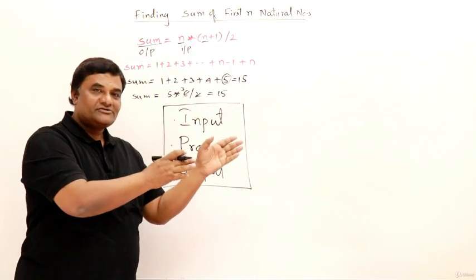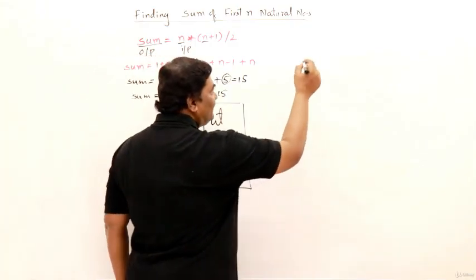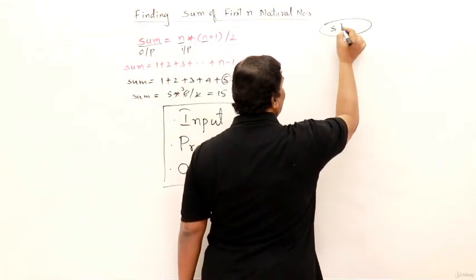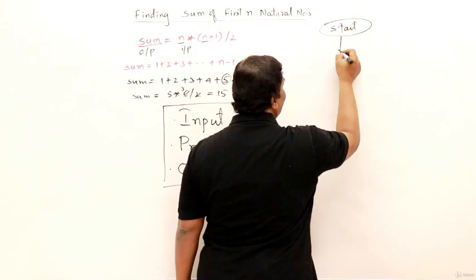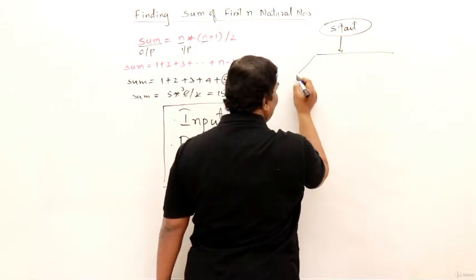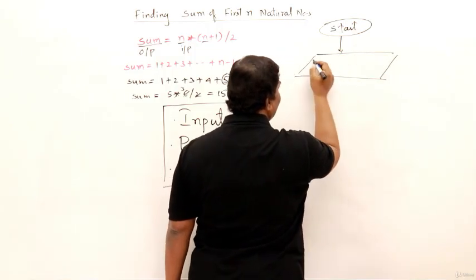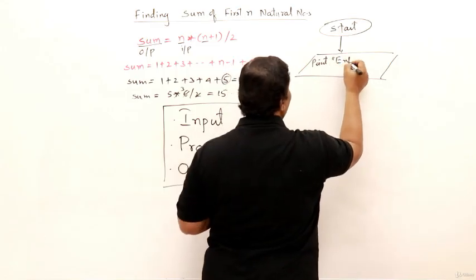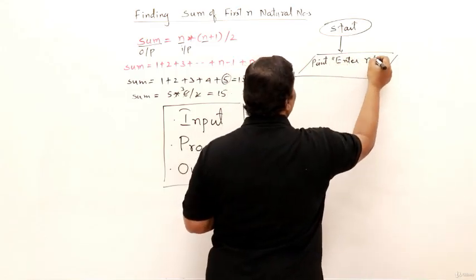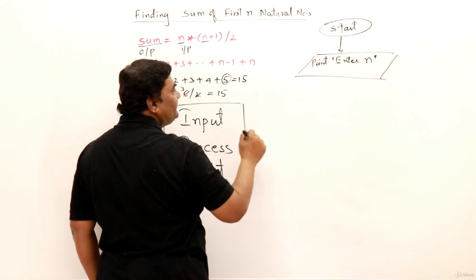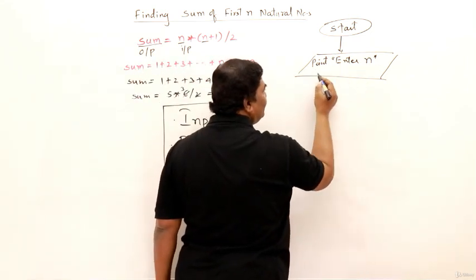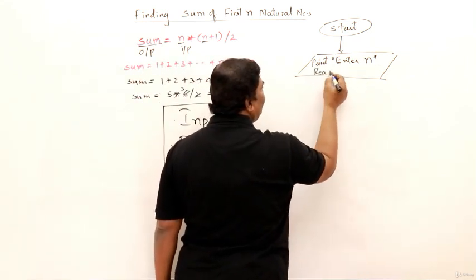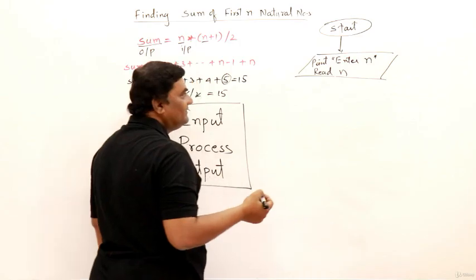So let us draw a flow chart. Let us start first. Start. Now the first step, I should take the input. So I should have an input box, and here I will say printf, enter n. I should know the value of n. See, the input is n here. So enter n, then read the value n in a variable n.